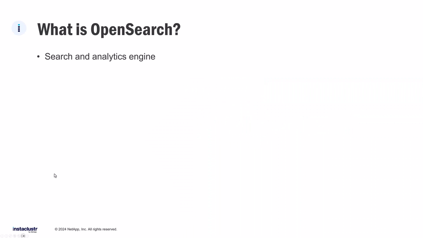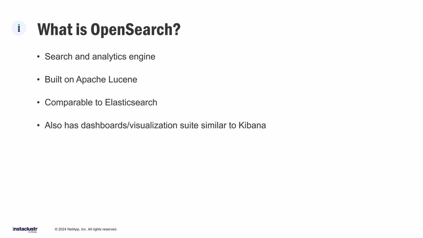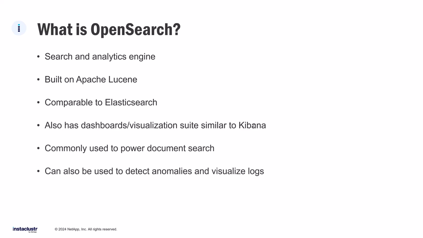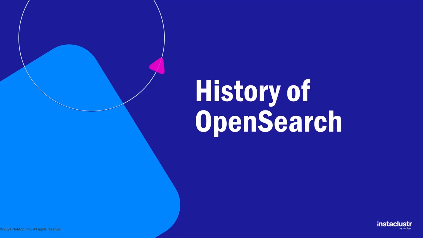OpenSearch is an open source search and analytics engine built on Apache Lucene and comparable to Elasticsearch, and also allows you to search and visualize your data with a dashboard suite comparable to Kibana. While OpenSearch is commonly used for powering search engines, it can also be used to centralize logs and detect anomalies in data being searched. Next, we'll go into the history of OpenSearch.